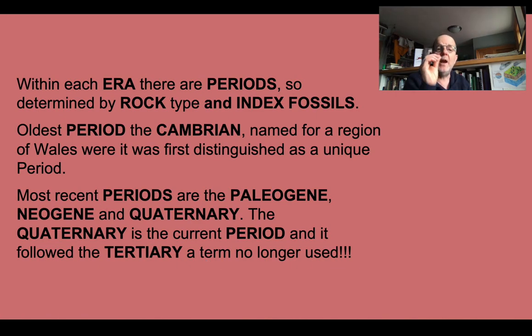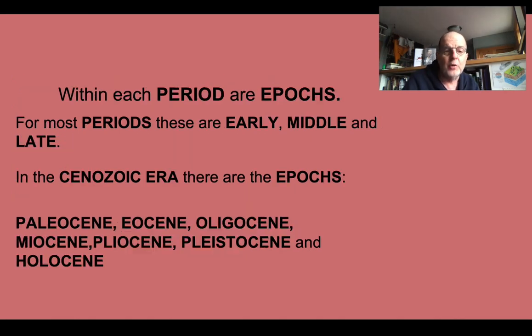Within each era there are periods, determined by rock type and index fossils. Oldest period, the Cambrian, named for a region of Wales where it was first distinguished as a unique period. Most recent periods are the Paleogene, Neogene, and Quaternary. The Quaternary is the current period, and it followed the Tertiary, a term no longer used.